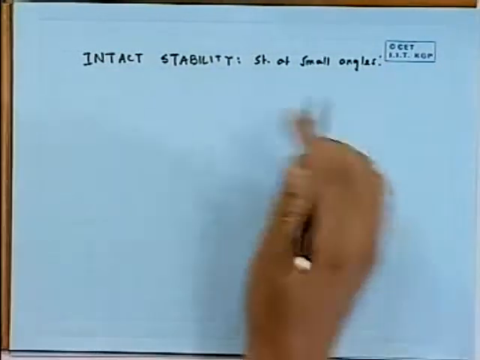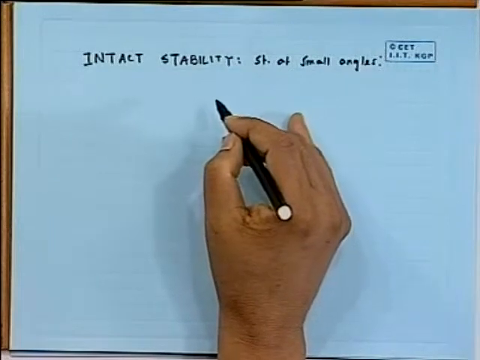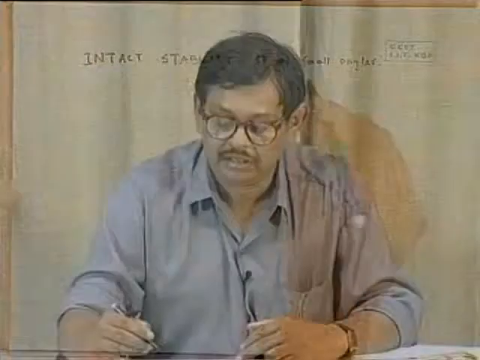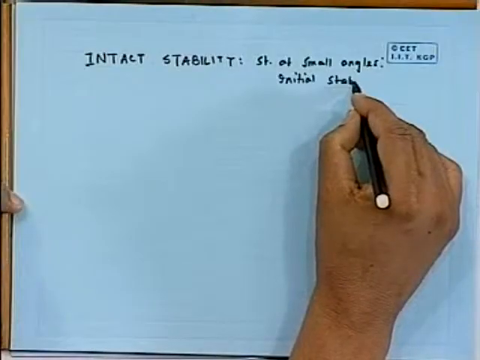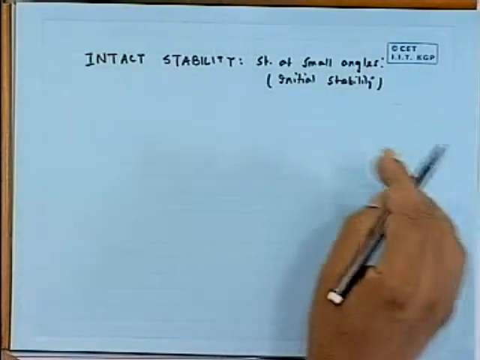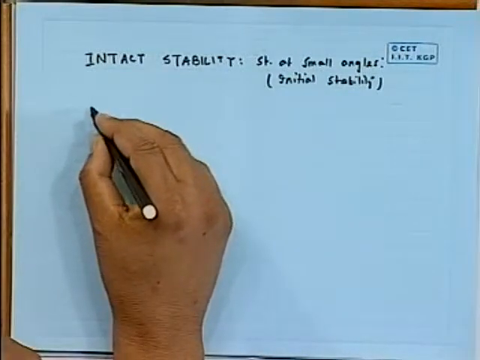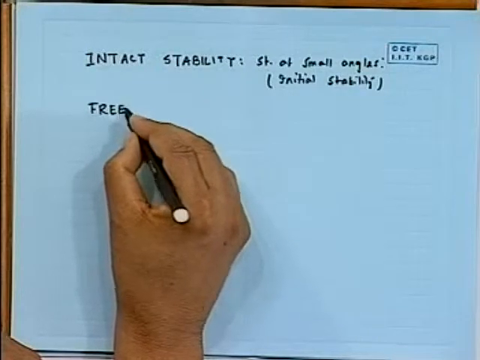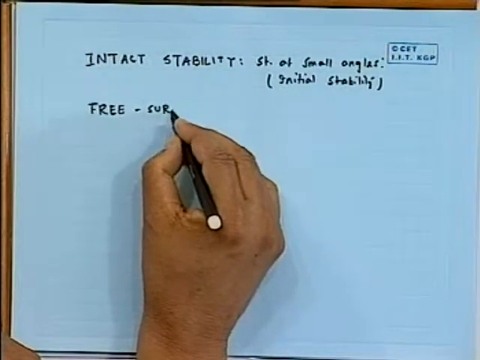We have been discussing stability at small angle under intact condition, that is what we call initial stability. So we will continue this discussion. Today I am going to talk about the effect of free surface.